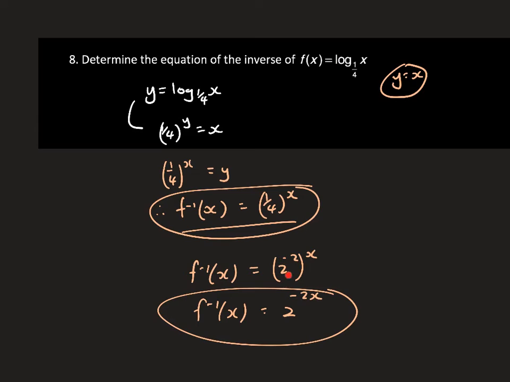Just another way to write a quarter to the power of x: a quarter is 2 to the power of minus 2, right? So it's 2 to the power of minus 2, all to the power of x. That becomes 2 to the power of minus 2x. So just take note of that.